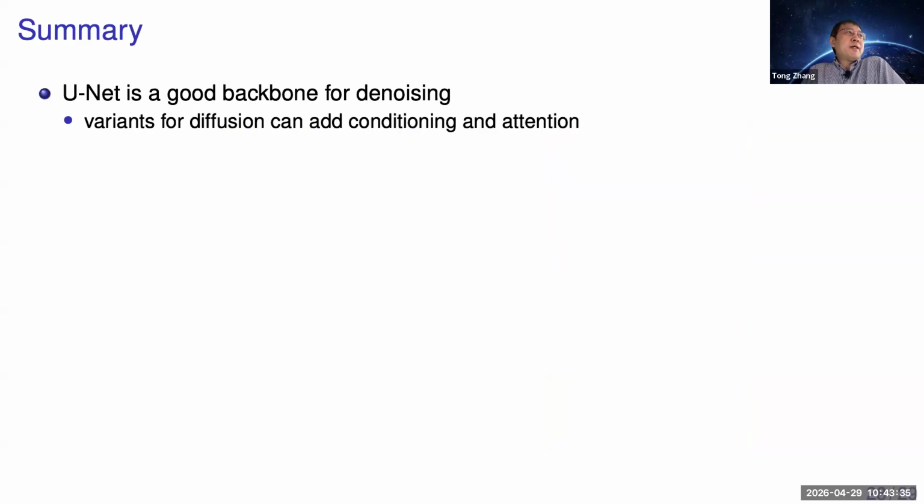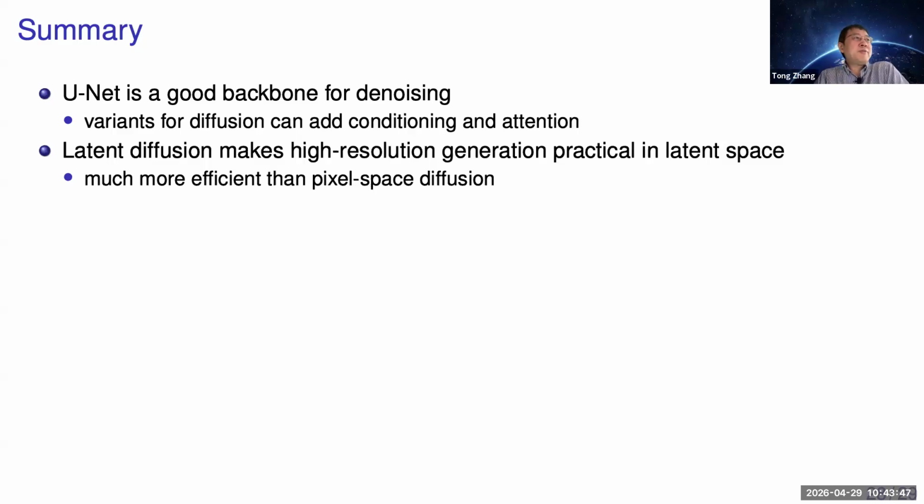In summary, UNet is a good backbone for denoising. Its variants for diffusion can add conditioning and attention. Latent diffusion makes high-resolution generation practical in latent space. This is something which people use. You are reducing a 256 image size to a 32 image size, which is much more efficient than pixel space diffusion. So this is used in practice.